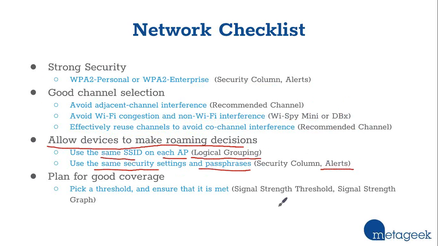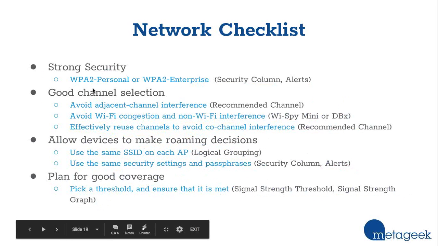And we will show an alert if you are using different security types on your APs. We'll show an alert to let you know, hey, these are not using the same security type, and that's going to cause roaming problems. We're also going to plan for good coverage by picking a threshold, making sure that we've got a requirement, and then ensuring the requirement is met by walking around and looking at the signal strength threshold as well as the signal strength graph to see exactly what our coverage looks like on the network.